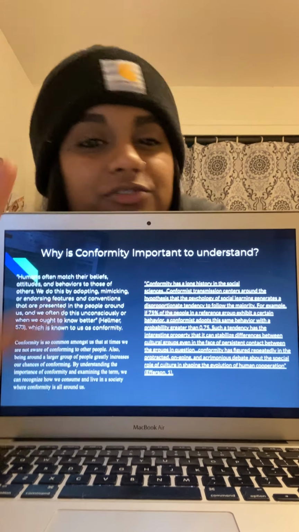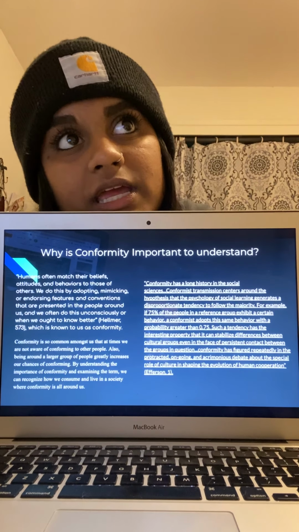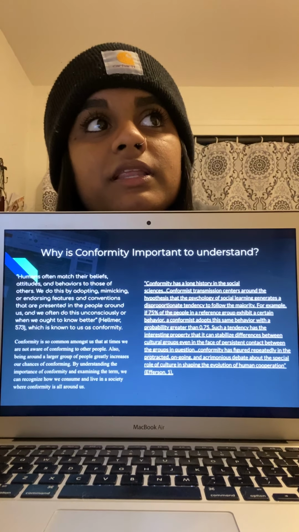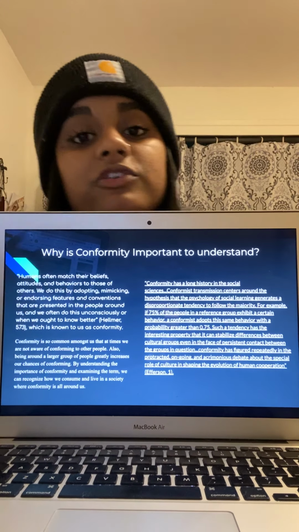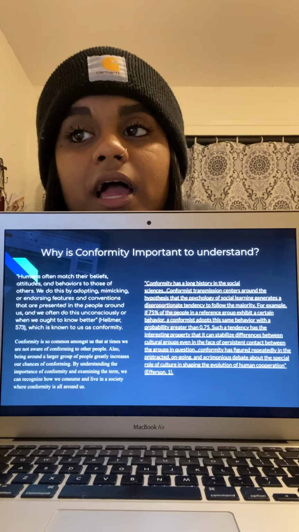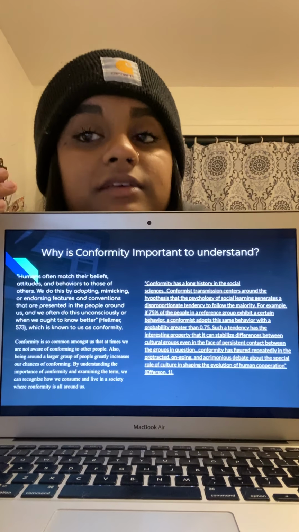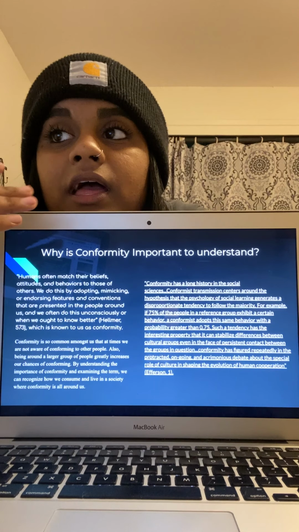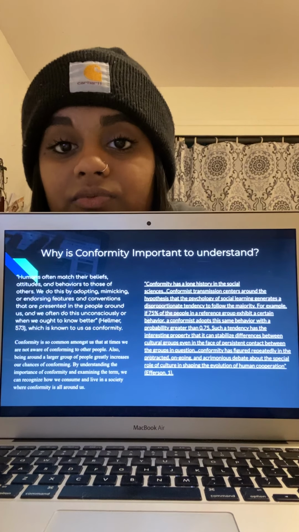But this is really important to understand, because we can recognize if we're conforming to something, if we should be conforming to something, or if we shouldn't be conforming to something. And so being aware of conformity really helps us internally and externally. It's really helpful.